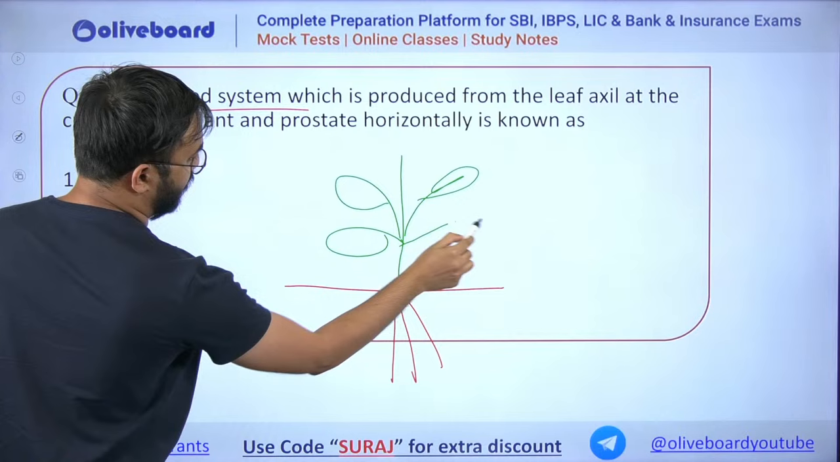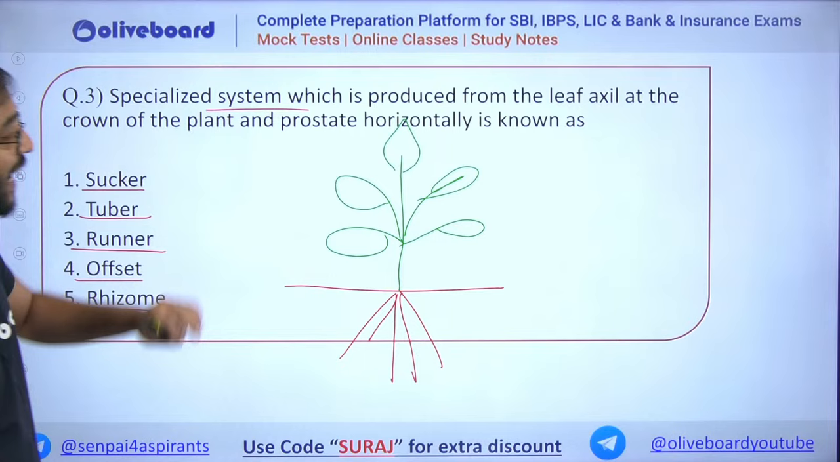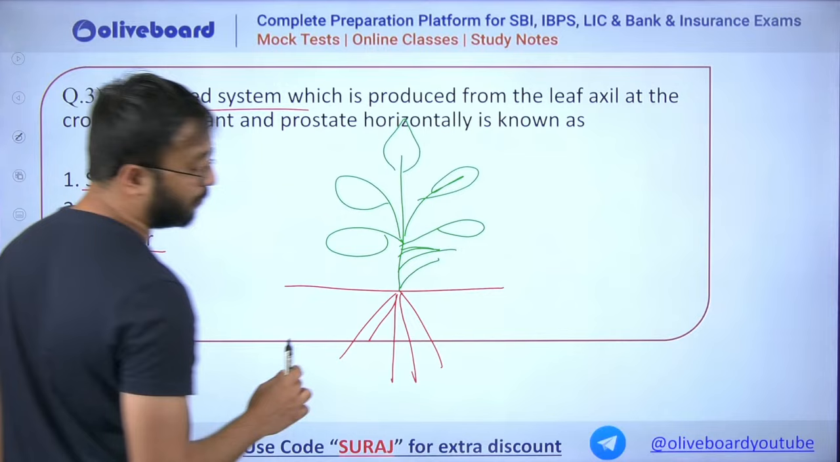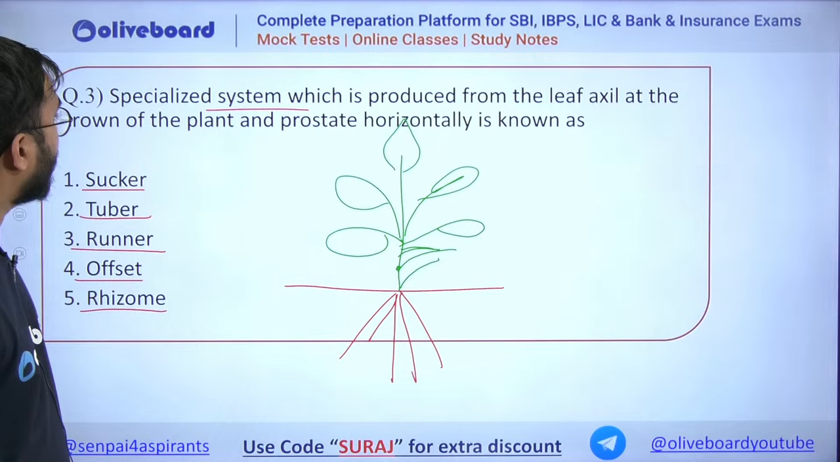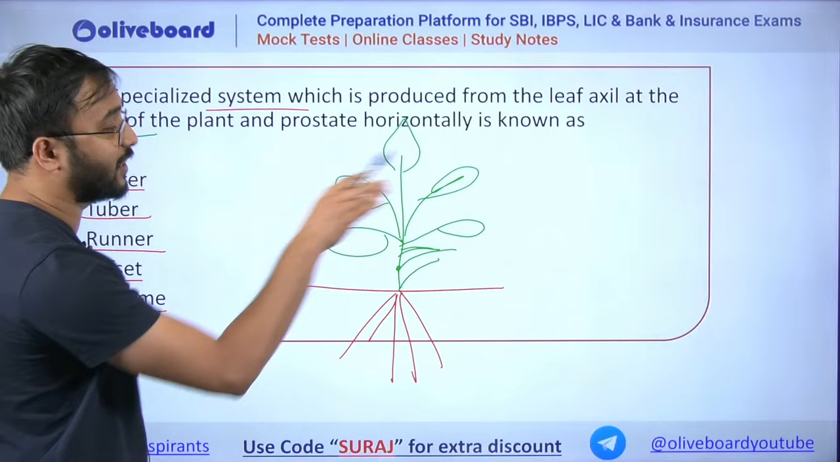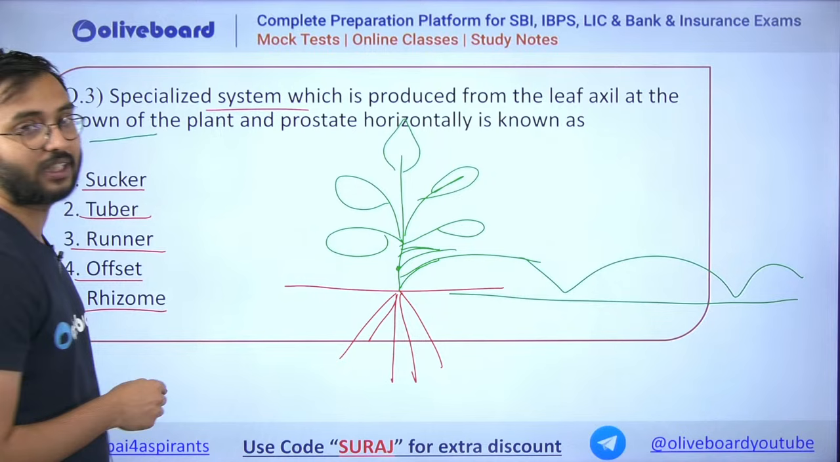Okay. Now, a specialized system which is produced from the leaf axil. Leaf axil in the sense, of course, from here or maybe from here, any leaf part or from the axillary parts of the branch, that means from between the branches. If it grows from the leaf axil at the crown of the plant and prostrates, that means grows horizontally, then such a plant which grows horizontally on the ground would be called a runner. So therefore here the answer is runner.